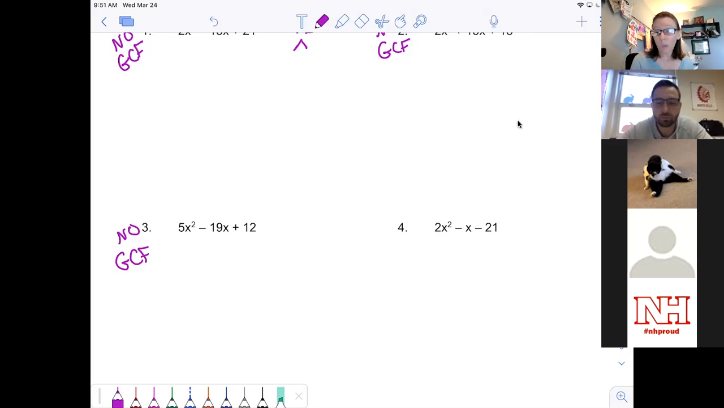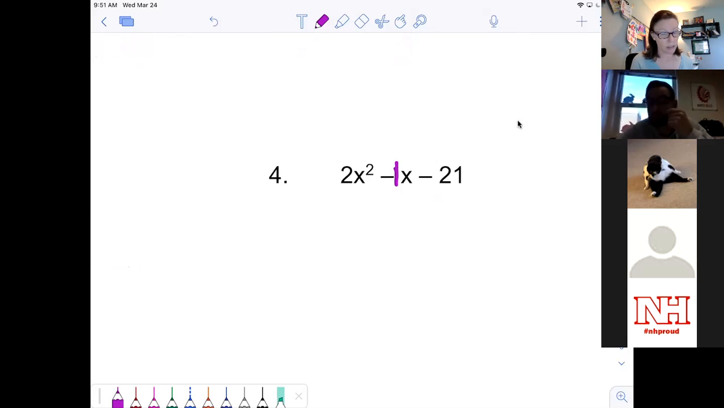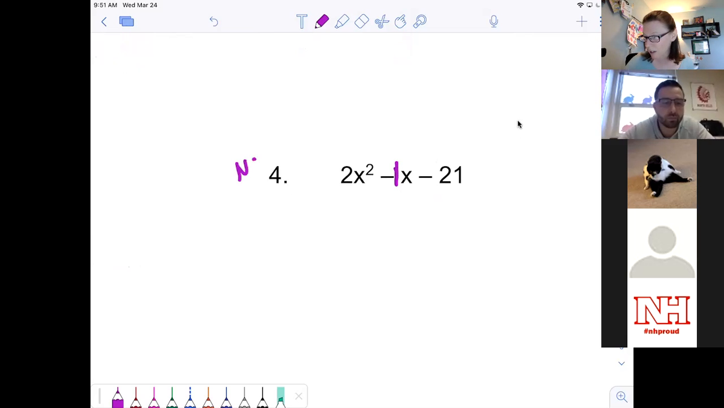And looking at number 4, we have 2. Really, there's a -1 sitting in front. And I think sometimes when there isn't a number in front of x, it helps to put a number 1 in front there. So it's a -1 in front of x. And if I have a 2, a 1, and a 21, they don't have a GCF either. So a lot of these are just no GCF. But you might want to have that -1 so that your mind is thinking, hey, I need to get a -1 for that.